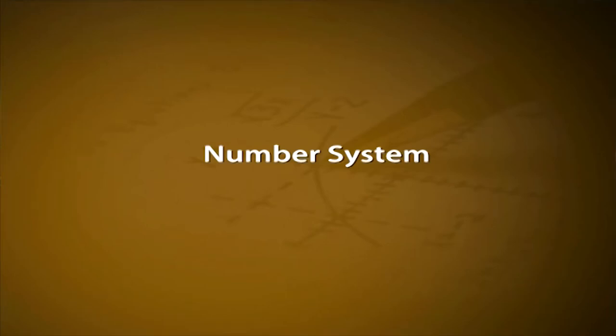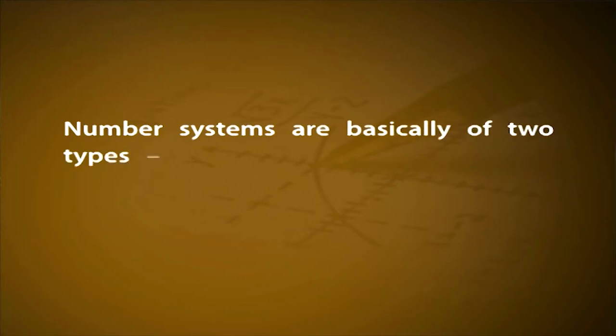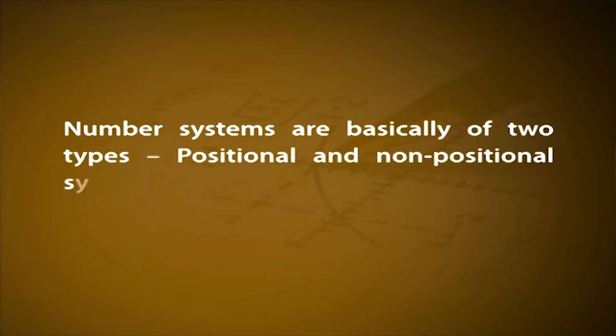Number system. A number system or numeral system is a writing system for expressing numerals and a mathematical notation for representing numbers of a given set using symbols in a consistent manner. Number systems are basically of two types, positional and non-positional systems. In the non-positional number system, each symbol represents the same value regardless of its position in a number, and the symbols are simply added to find the value of a particular number.